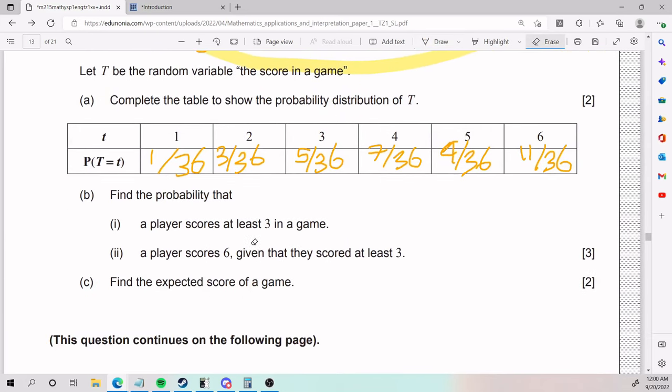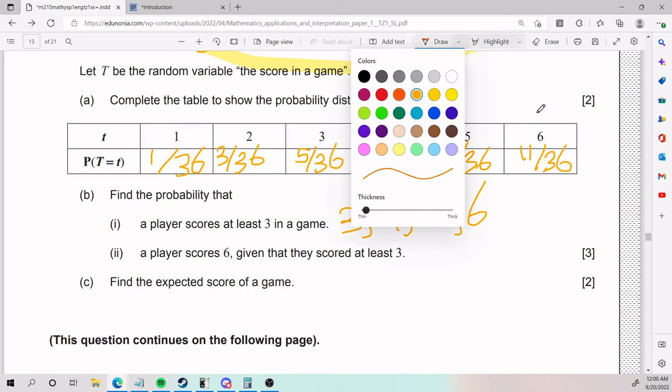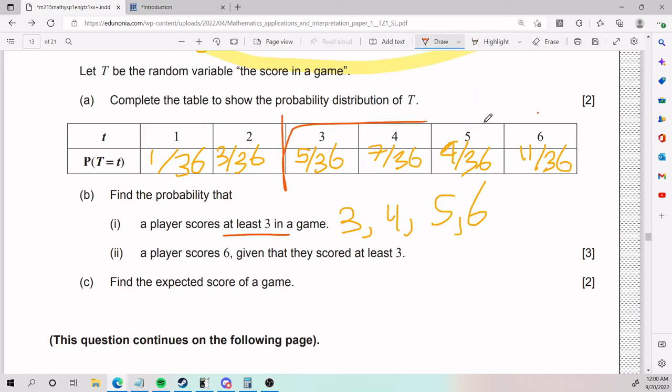Part B, find the probability that a player scores at least 3 in a game. So at least, cierto? That means it can score 3, 4, 5, or 6, but it's at least 3. So 3, 4, 5, 6 is going to be, let me do it in red, cierto? At least 3, any one of these. So what's the probability of rolling or getting 3, 4, 5, or 6?